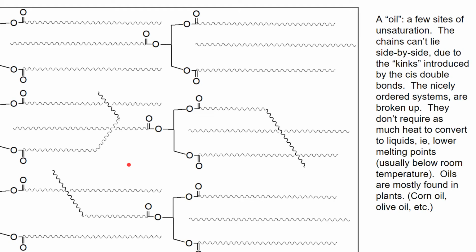So unsaturated is good, polyunsaturated is even better. So you might guess from what I'm saying here that somehow it's better if it's not a solid than if it's a liquid. So oils are much better for you to eat than saturated fats. And that's basically the idea of fats and oils.